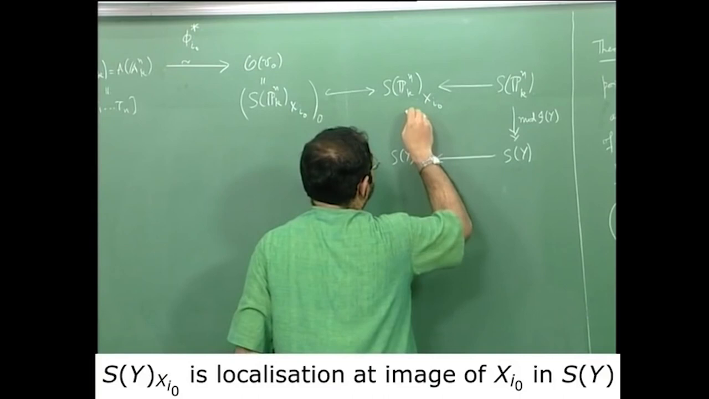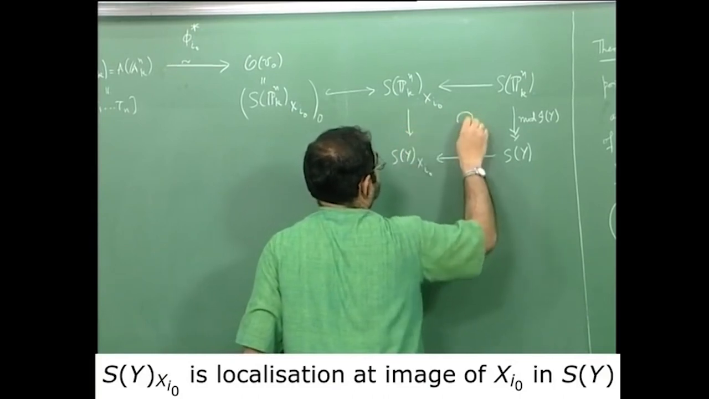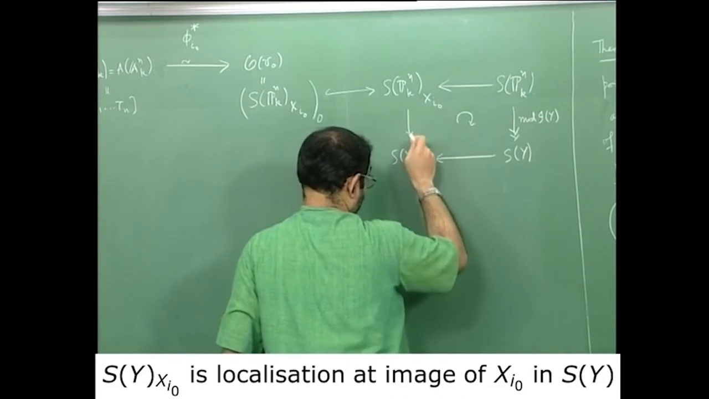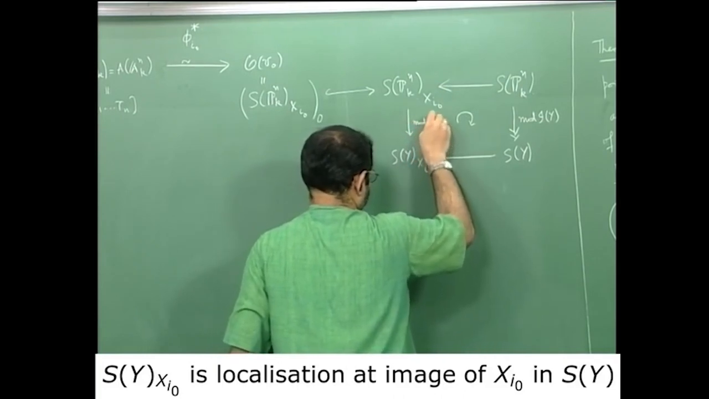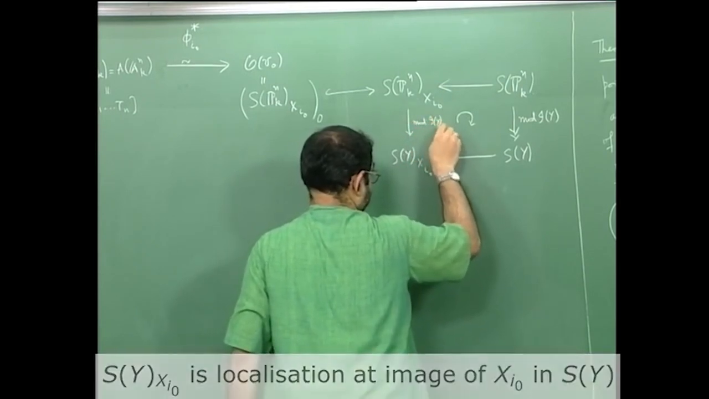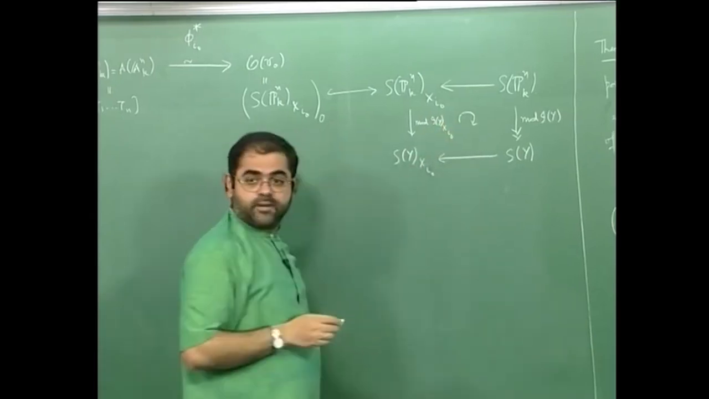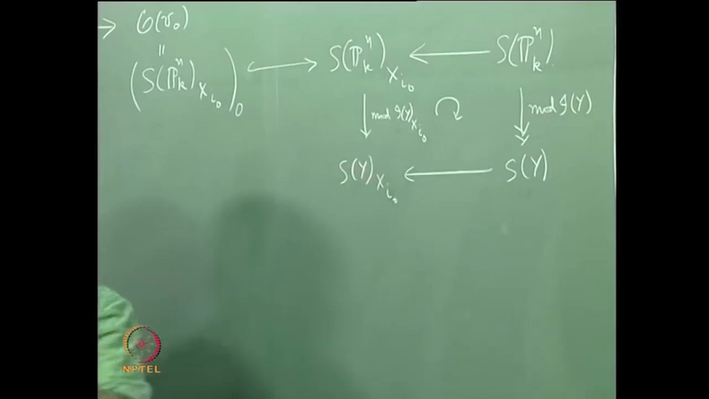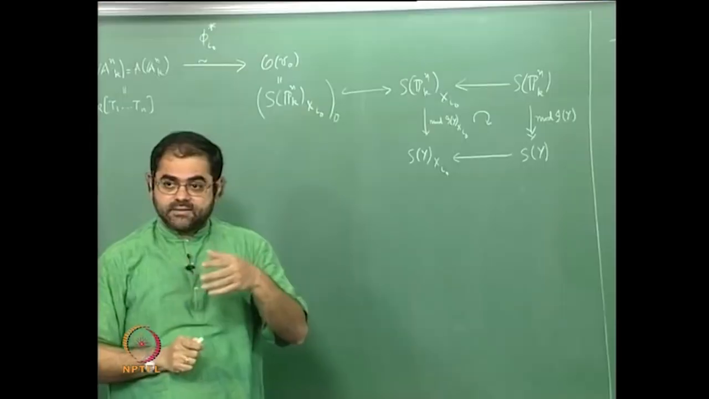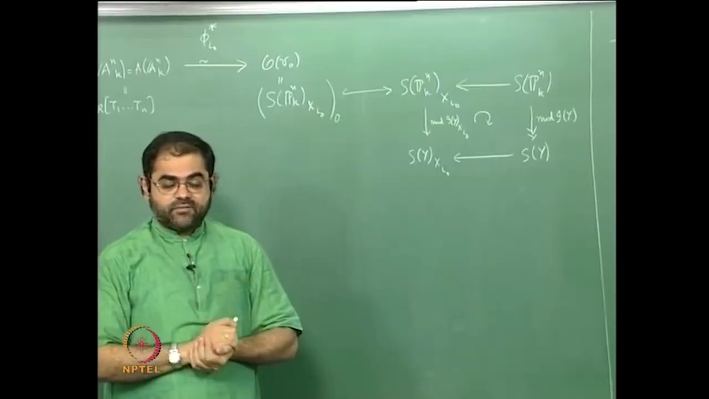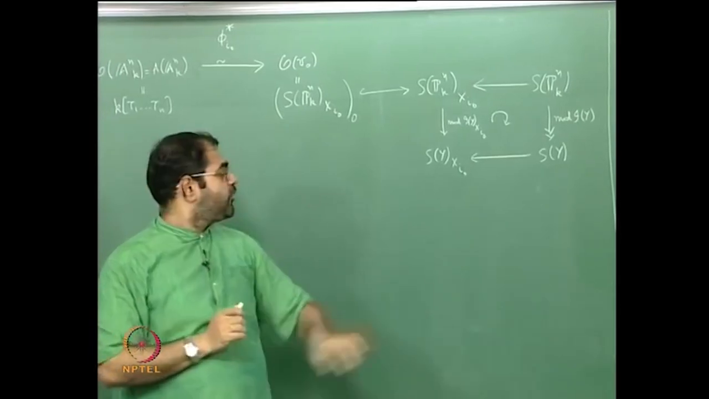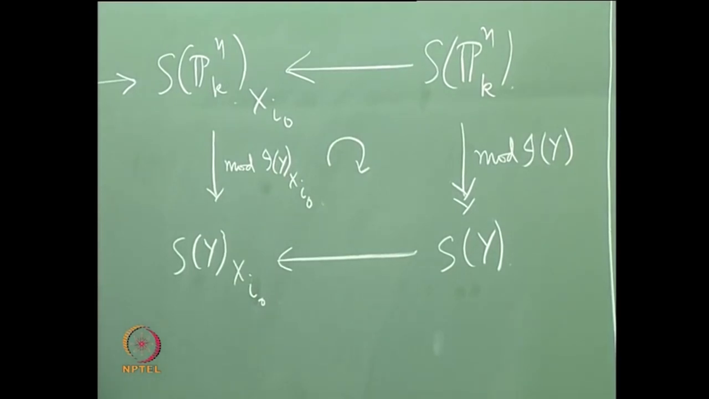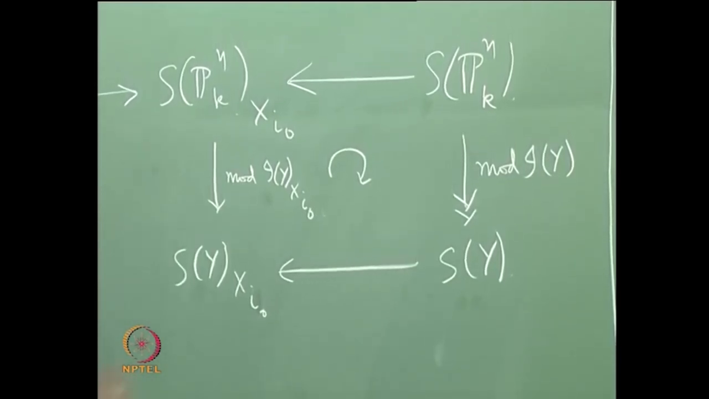On the other hand, what I can do is first localize at xi naught and then go mod iy localized at xi naught. Not only can you localize a ring, you can also localize an ideal in the ring. In fact, you can localize a module. So iy is an ideal there, and you can therefore localize it. This is the localization.